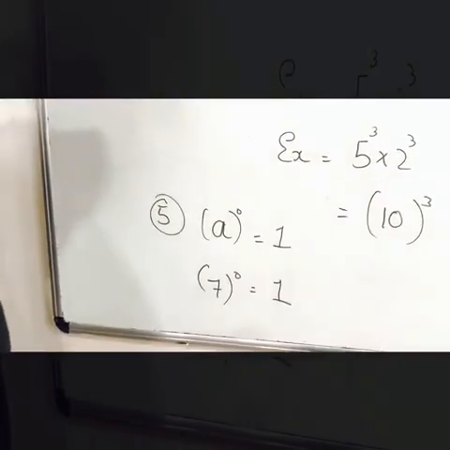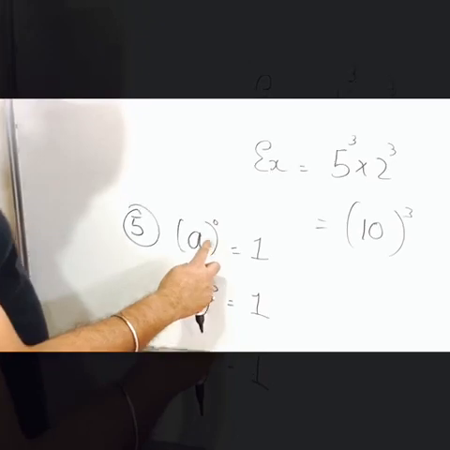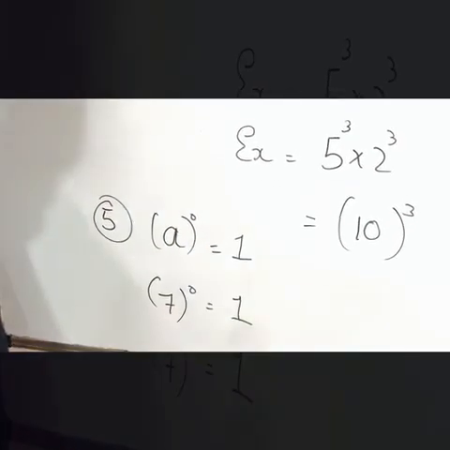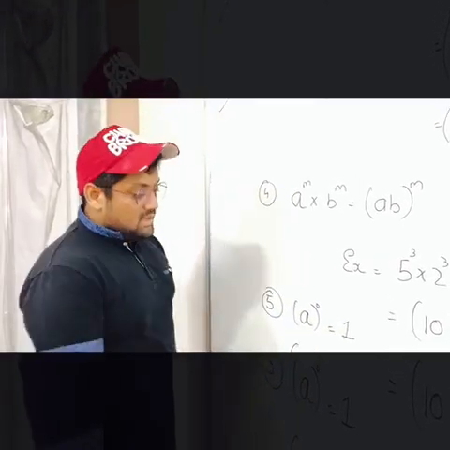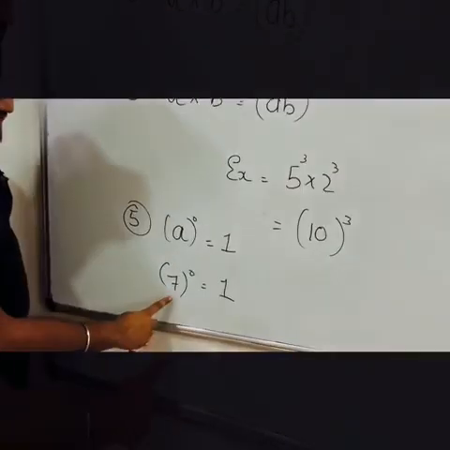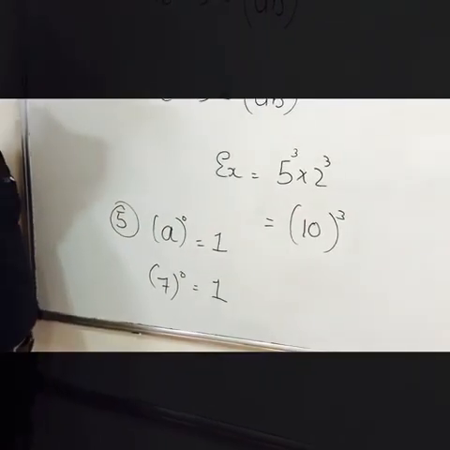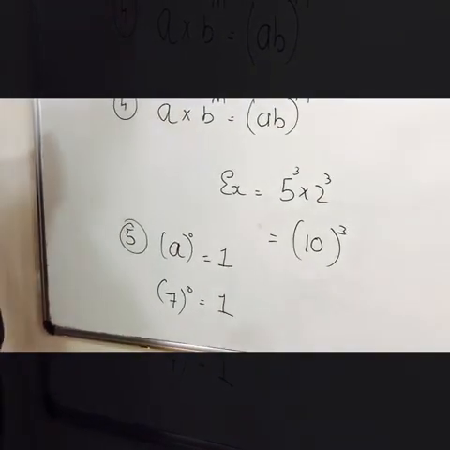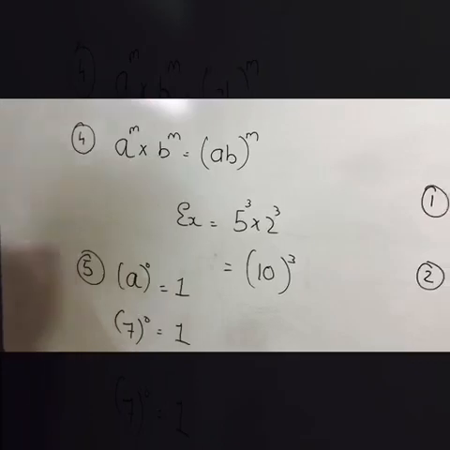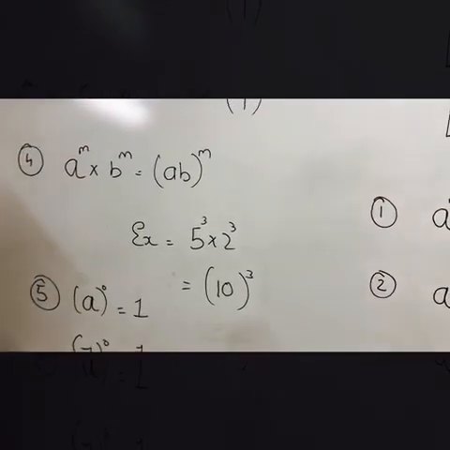Fifth rule, a raised to power 0. Now whenever the power on the base is 0, the answer will become 1. Okay, let us see the example. 7 raised to power 0. So our answer will be 1. Okay, now let us see the last rule for the law of exponents.